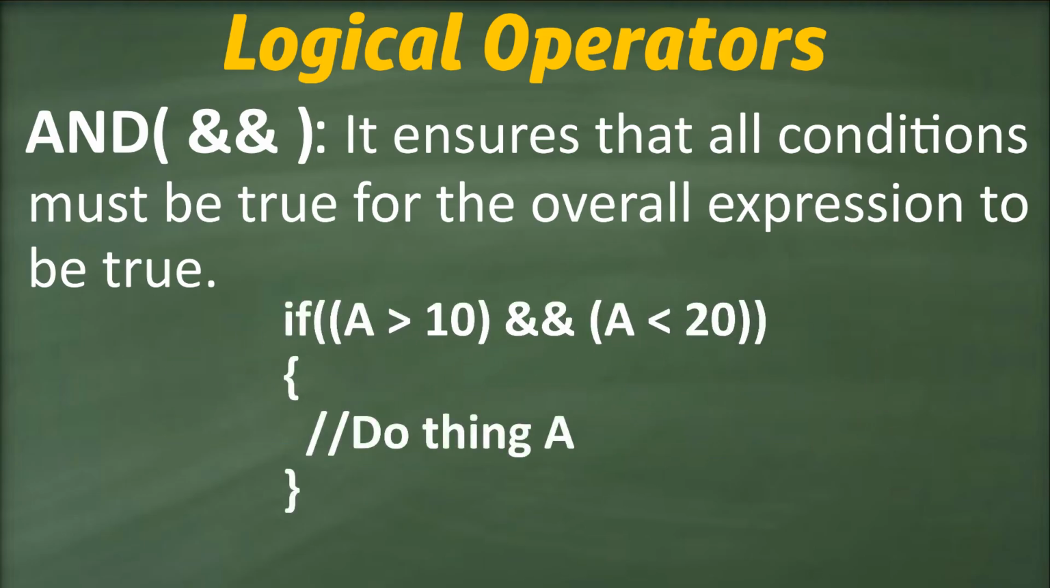So if we place this whole expression inside an if statement as shown and assign variable a value of 15, then the if statement is evaluated as true because 15 is both greater than 10 and less than 20. However, if the value of a is changed to 25, the if statement is evaluated as false because although 25 is greater than 10, it is not less than 20. And since the and operator requires both conditions to be true, the overall expression is false.